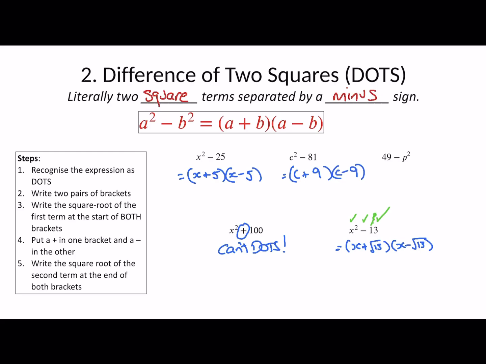That one's round the wrong way. Doesn't matter. Is 49 a square? Yes. Is it a minus? Yes. P squared, that's a square. Doesn't matter. It's just round the other way. So square root of 49 is 7 goes at the start. One's a plus, one's a minus. P squared becomes P and P. That's it. That's all you need to think about with this one. Is it a difference? Are they two squares? That's all. Separate them in brackets. Done.